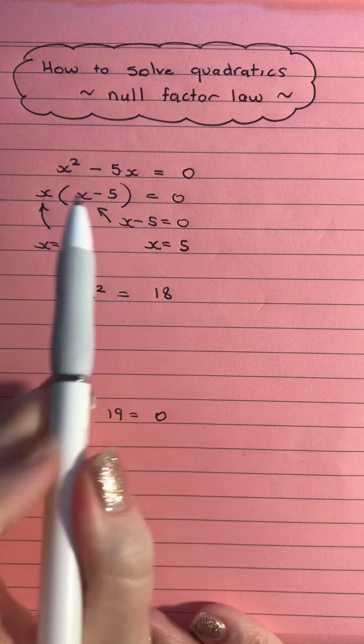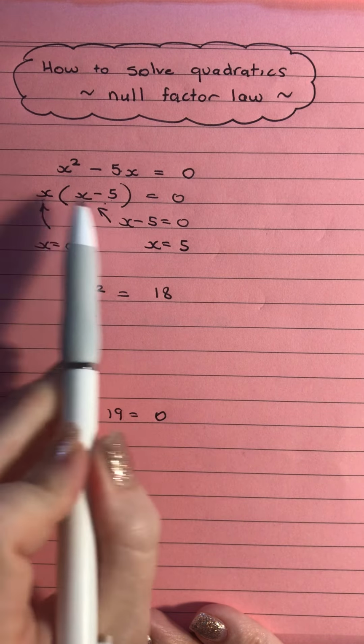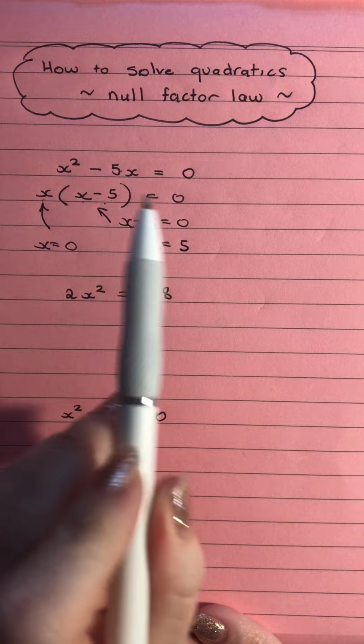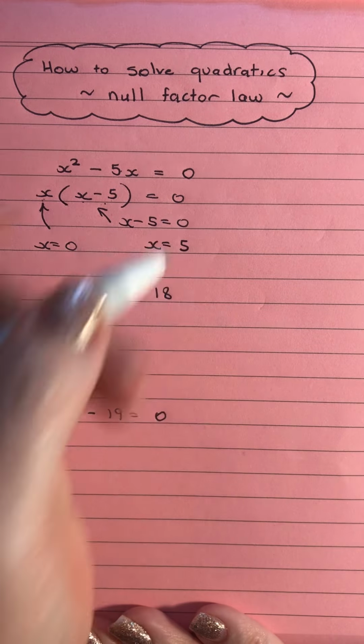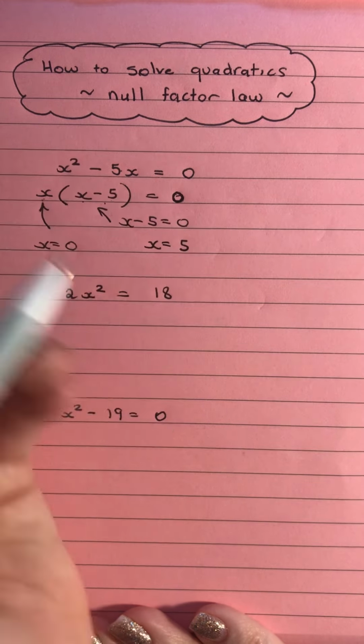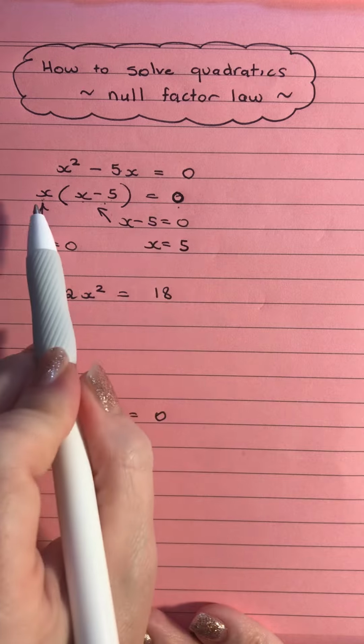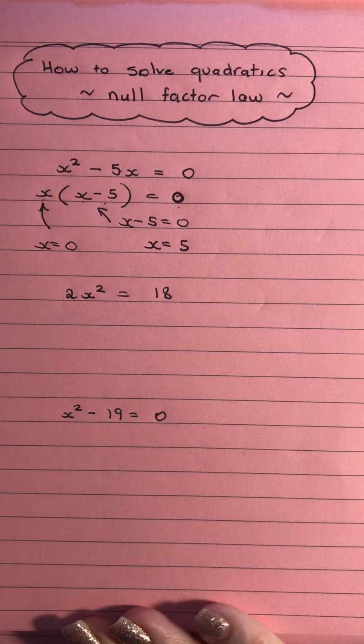Because to get a 0, we need to have had one of the pieces that we're multiplying be 0 to get a 0 answer. So that's how the null factor law works, that to get a 0, when we multiply, one of them has to be a 0.